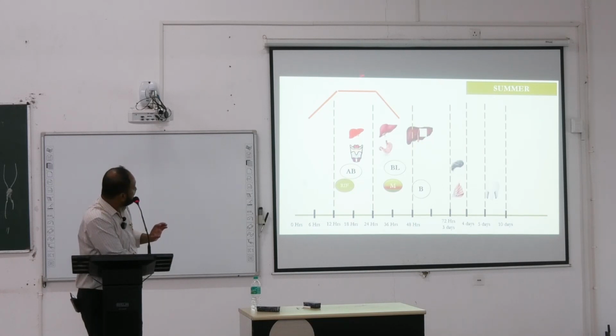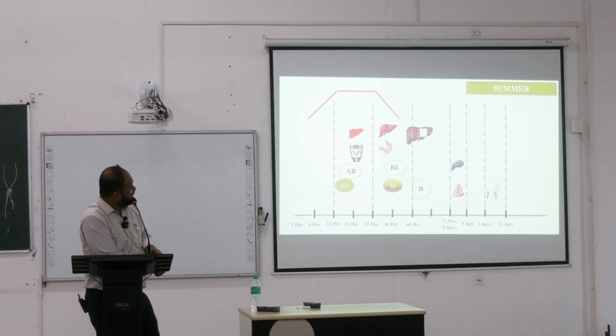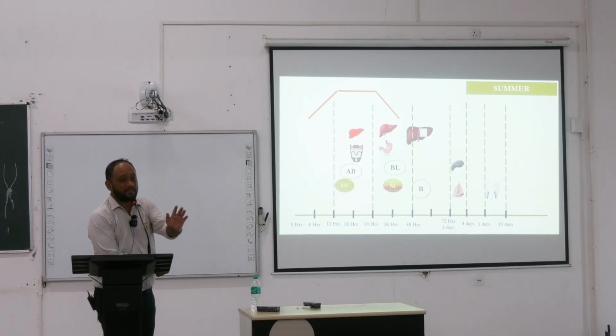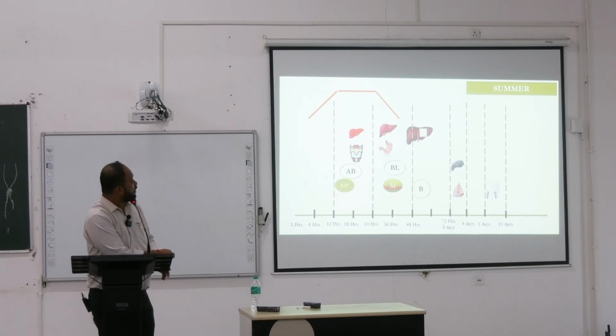So this is a rough idea, and this can help you find time since death up to 5 days onward. After 5 days it will be difficult to find, as the body will be in a colliquative putrefaction state. So this is in summer.